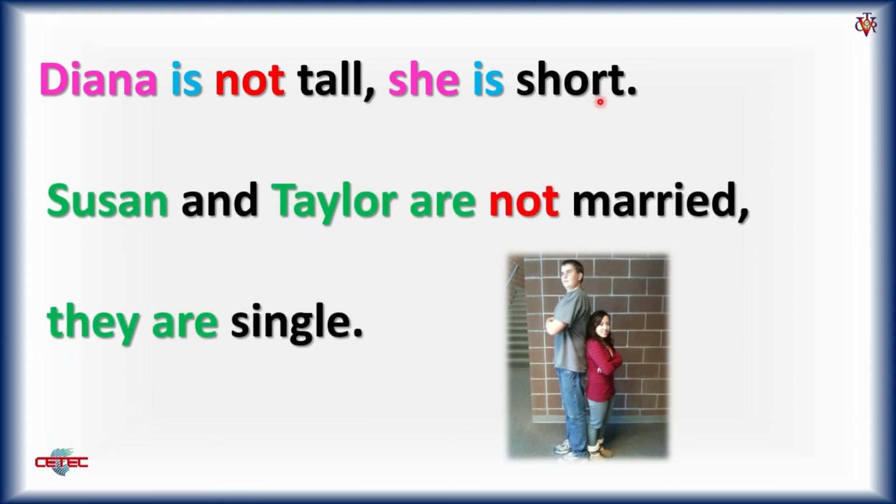She is short. Susan and Taylor are not married. They are single. Here, in the first example, we have to be clear. Diana is not tall. That means this person is a girl. She is not tall. She is short. Don't forget that you can use the name of the person or an adjective that describes if it is a man or girl. In this case, it is she, because it's the person.